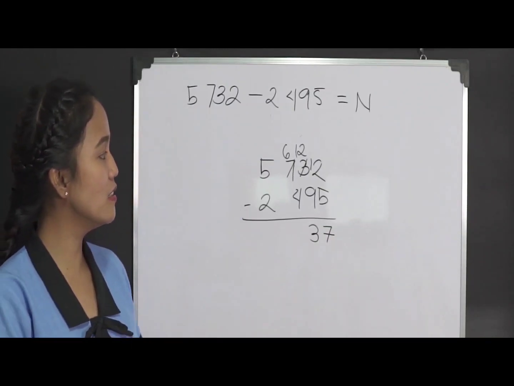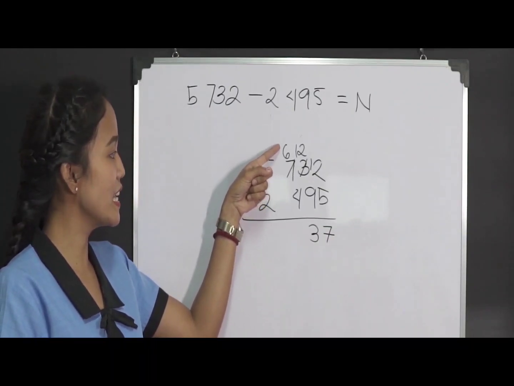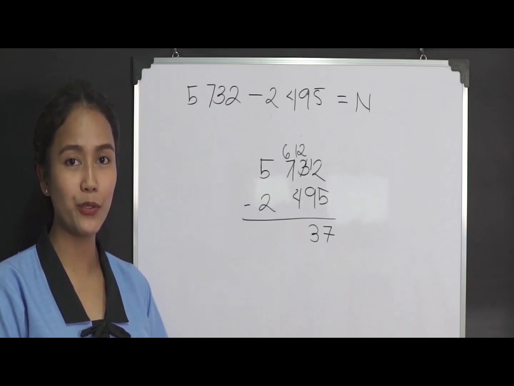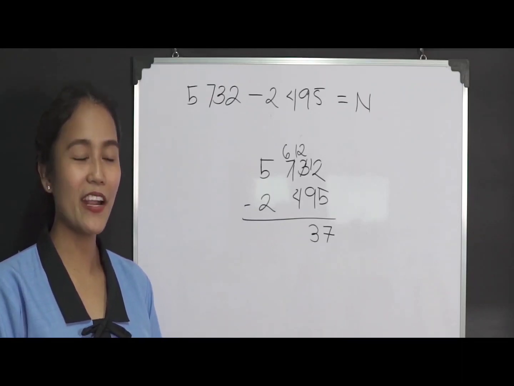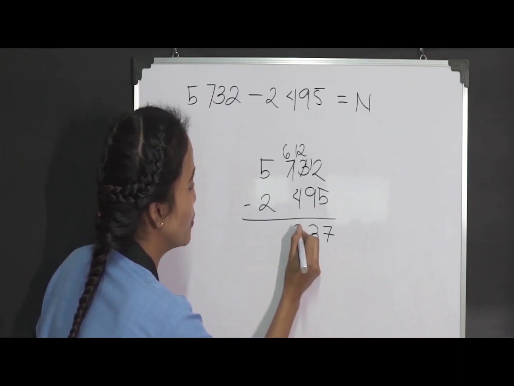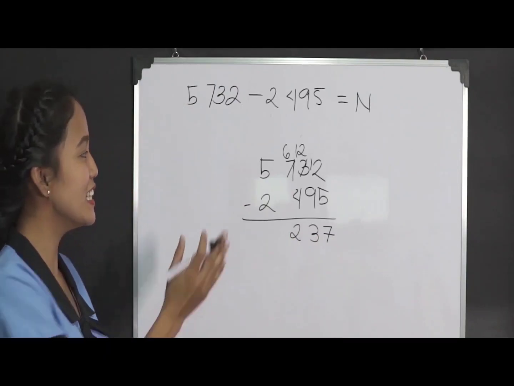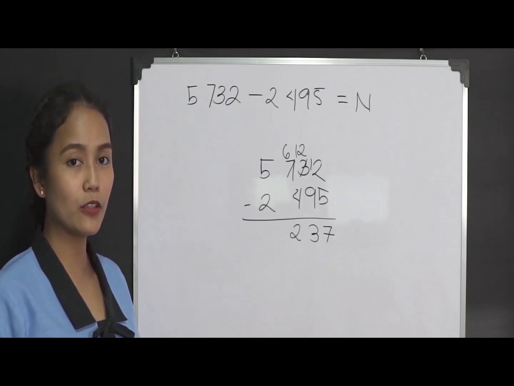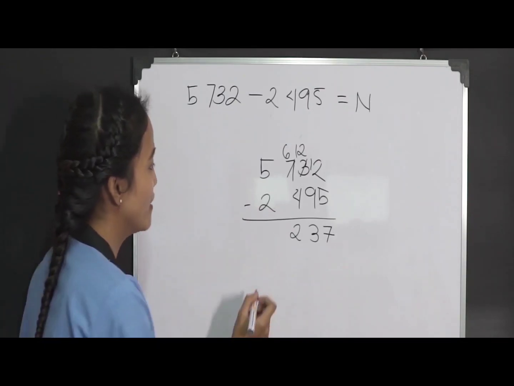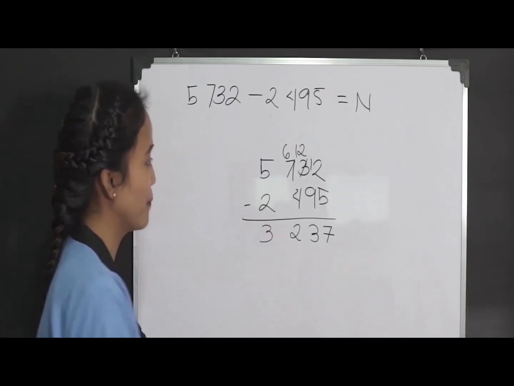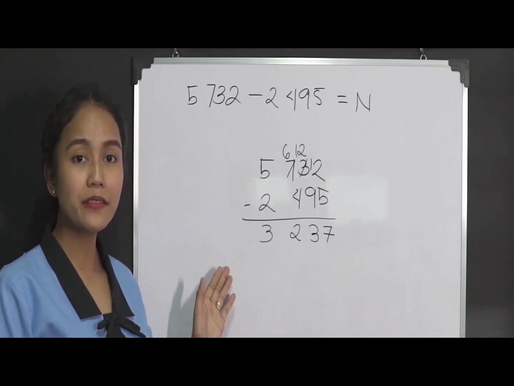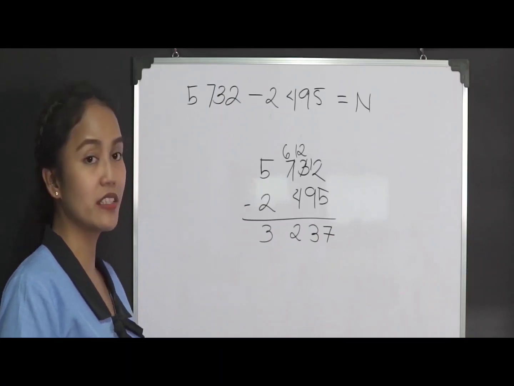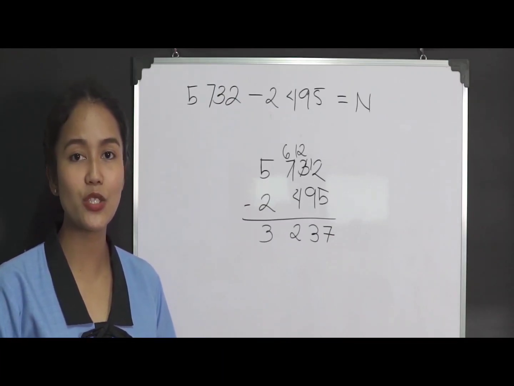Now let's proceed to the hundreds column. 6 minus 4 is equal to? Very good. It is equal to 2. And finally, the thousands column. 5 minus 2 is equal to? Very good. It is equal to 3. So, the factory makes 3,237 shirts each day.